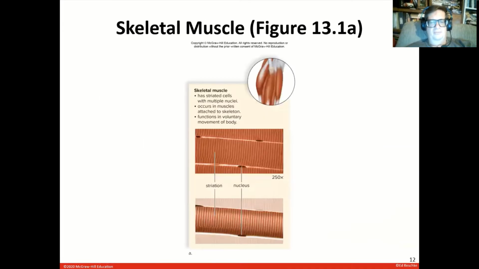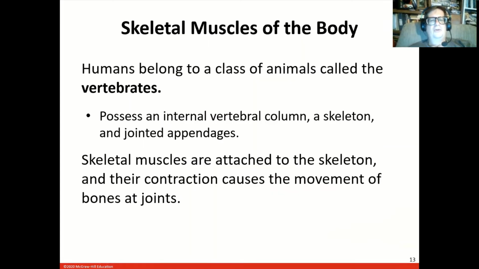All right, come on. So humans are vertebrates. We got a backbone. Vertebrate just means you got a backbone. So we have a vertebral column, a skeleton, joints in our appendages. Our skeletal muscles attached to our skeleton. Pretend to be shocked by that. And when they contract, it moves the bone, it pulls on the bones and moves the joints, either flexes or extends them.